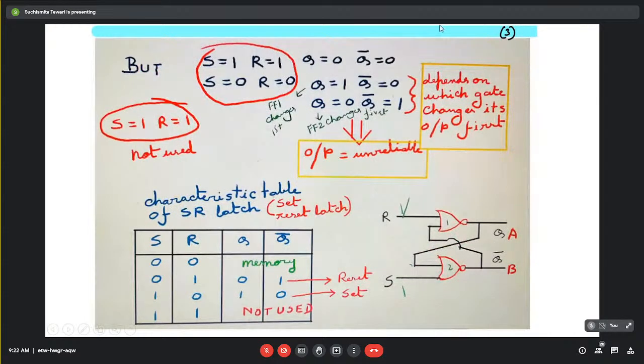Now we are going to explore the fourth condition, that is the 1 1 condition. If you give S equal to 1 and R equal to 1, what will be the output? You see here R equal to 1, S equal to 1. So one of the inputs of each NOR gate is 1, so both outputs should be 0, right? Q should be 0, Q bar should be 0. Yes, ma'am. Okay, so is it right or is it wrong?